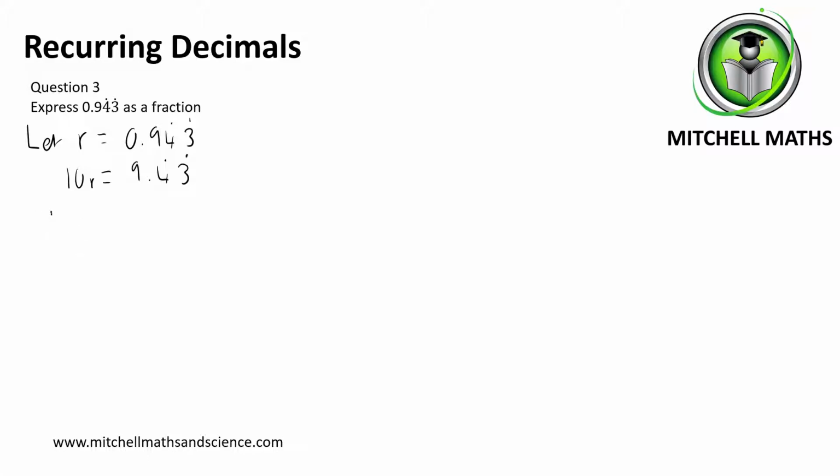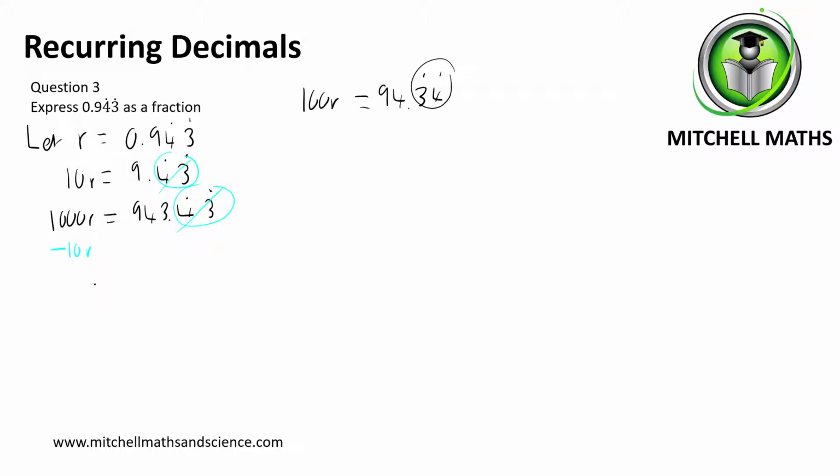The reason I need to get what 1000r is because I need to times it by 1000 before I can get 43 recurring on the end. Otherwise, it'd be the other way around. It'd be 34 recurring. If it was 100r, it would equal, well, 100r would equal 94.34 recurring. And if I took 10r from 100r, well, this wouldn't be eliminated. So because I've got 43 recurring here and 43 recurring here, I can take 10r from 1000r, and that'll get rid of this.